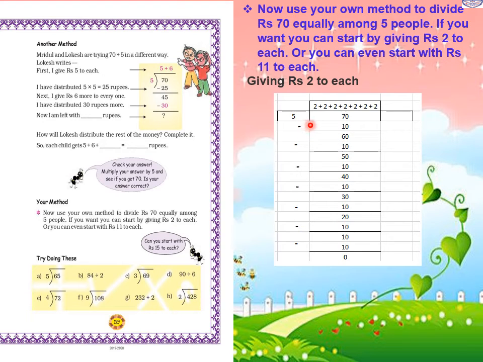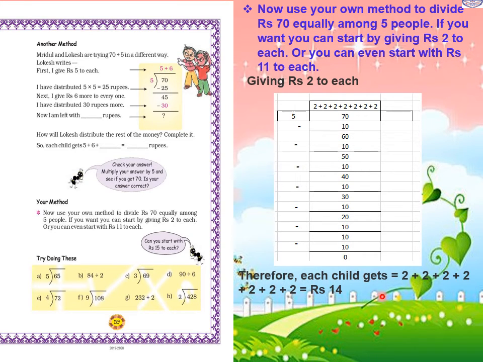Now again we will give 2 rupees to each. Again 5 twos are 10. So 60 minus 10, that is 50. Again we give 2 rupees to each. 50 minus 10, that is 40. Again 2 rupees to each, so it becomes 10. 40 minus 10, that is 30. Again 2 to each, means 10. 30 minus 10, that is 20. Again 2 to each, 20 minus 10, 10. At the last time we give 2 to each, so it becomes 10. 10 minus 10, 0.